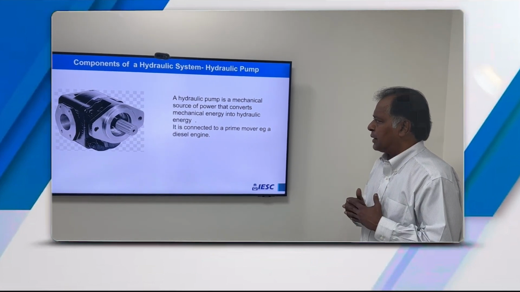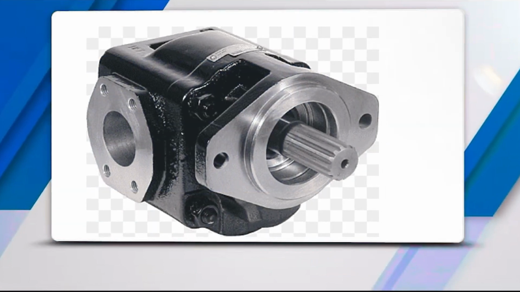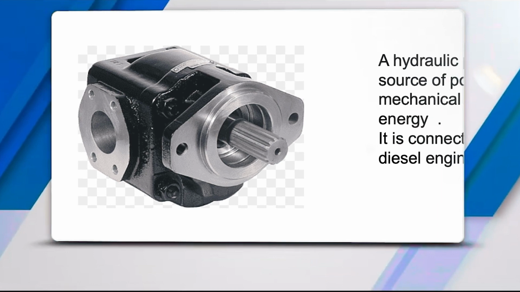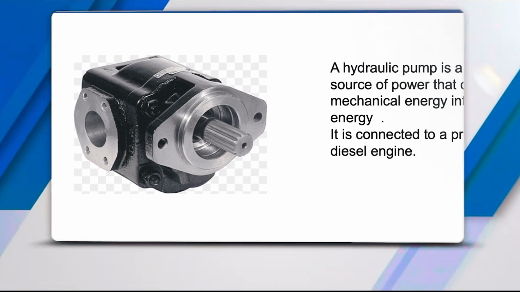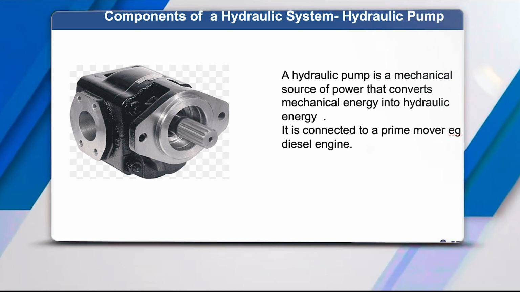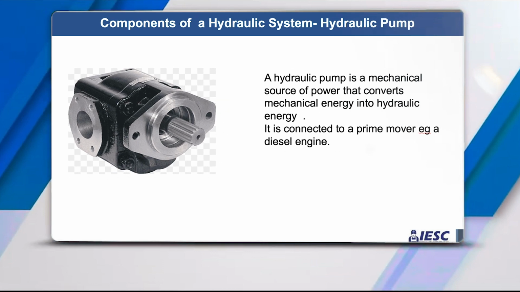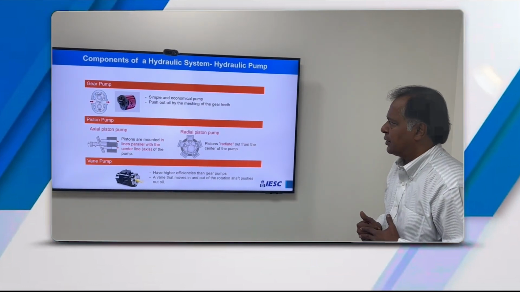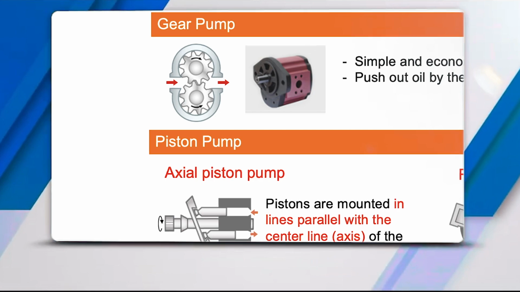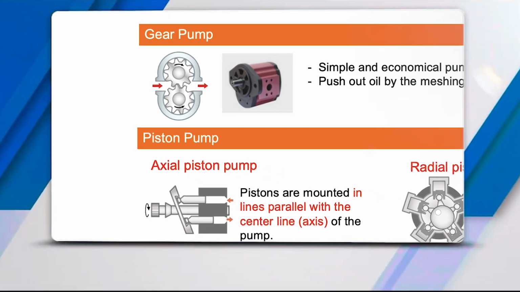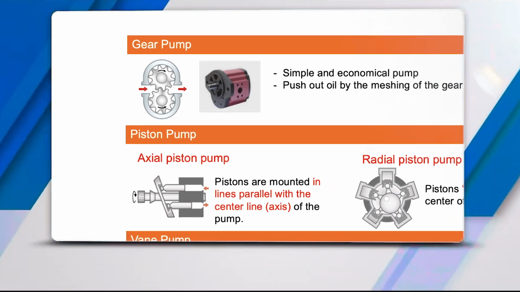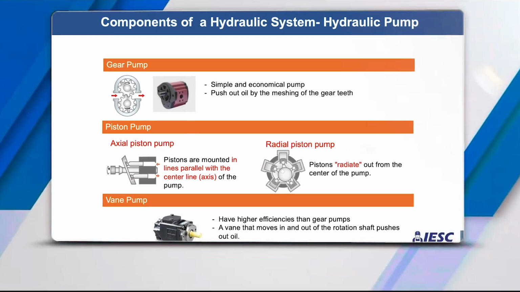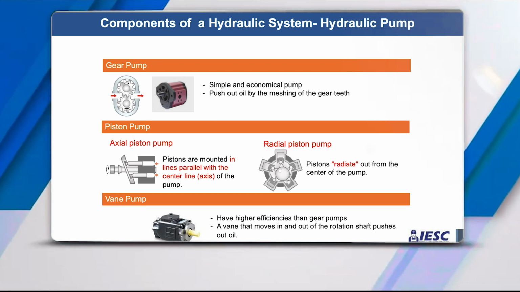Looking at a hydraulic pump, the hydraulic pump may be considered the heart of the hydraulic system, which is a mechanical source of power that converts mechanical energy into hydraulic energy. It gets its power from a prime mover, which is normally a diesel engine. There are many types of hydraulic pumps, and we look at the top 3. The gear pump, which basically comprises 2 gears meshing together and creating the hydraulic flow. It's a simple and economical design, and they push out oil by the meshing of the teeth of these 2 gears.